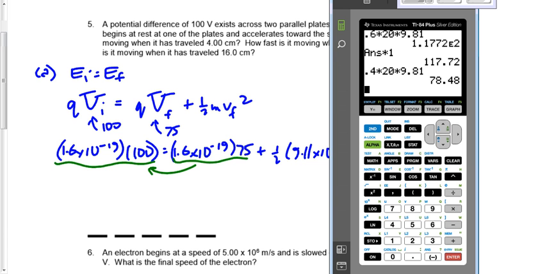What do we got here? 1.6 times 10 to the minus 19 times 100. Okay, there's the left side. Now let's subtract from that. Use some brackets here. 1.6 times 10 to the minus 19 times 75. Now let's times it by 2, or you could divide by 0.5. And then let's divide by 9.11.